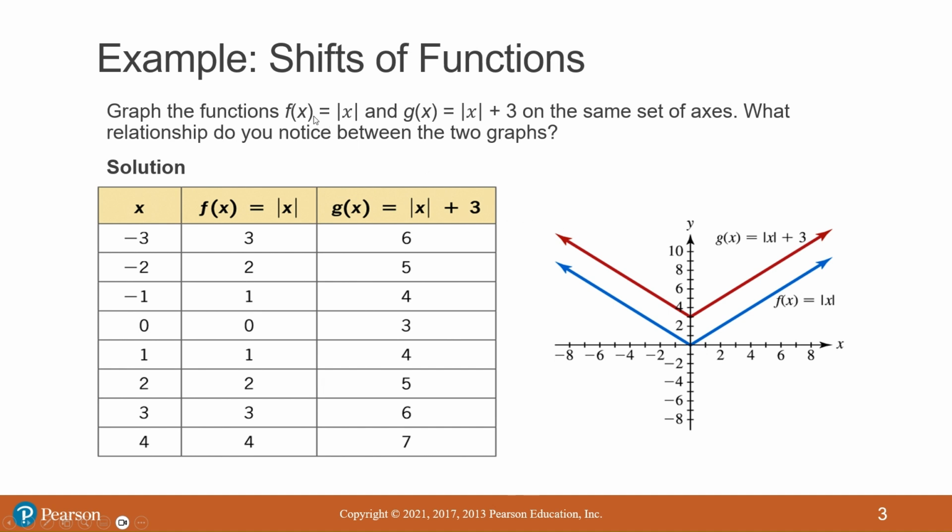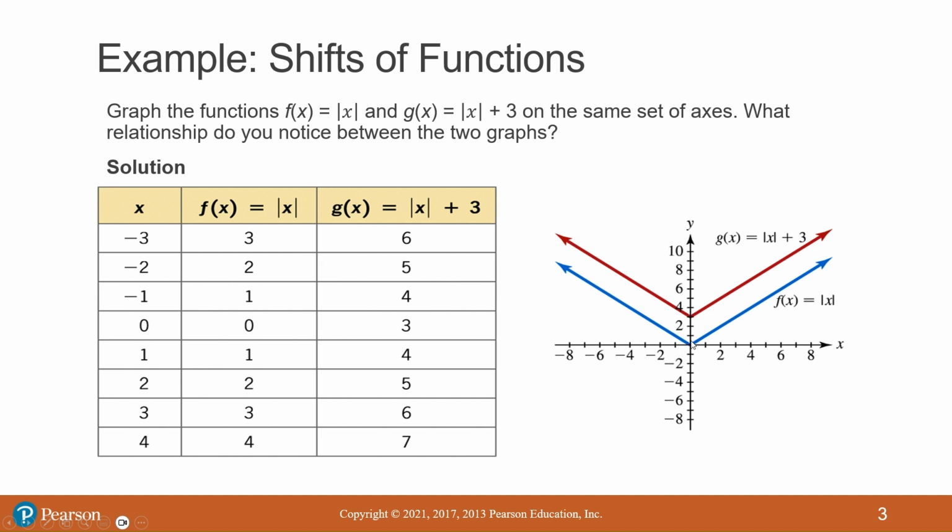It says graph the functions f of x equals the absolute value of x and g of x equals the absolute value of x plus 3 on the same set of axes. What relationship do you notice between the two graphs? Okay, so you can see our graph over here to the right-hand side. We have the f of x equals the absolute value of x function in blue, and the g of x equals the absolute value of x plus 3 in red.